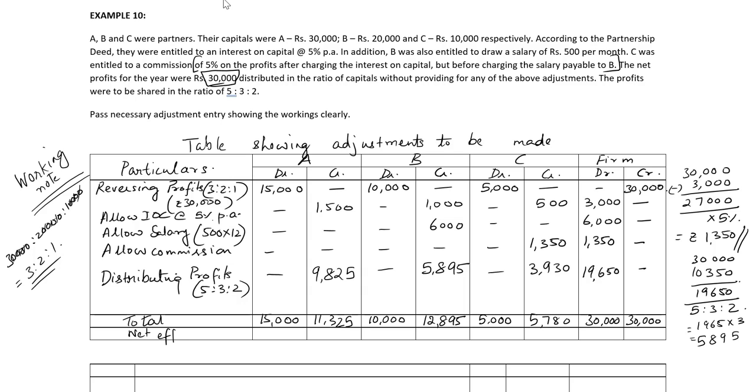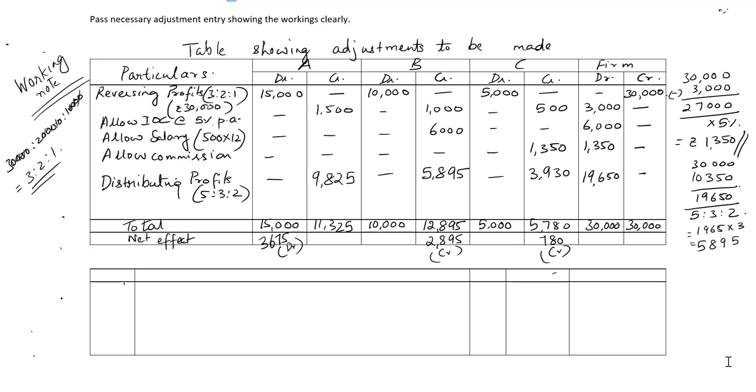Next step is to find the net effect. For A, the net effect is 3,675 debit. For B, it's 2,895 credit, and for C it's 780 credit.